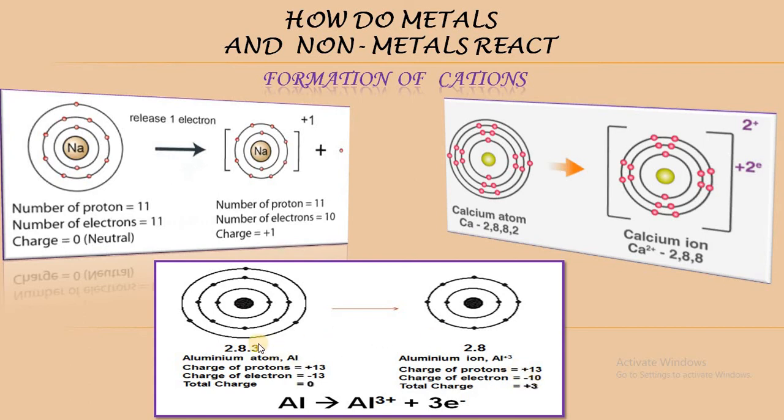Where does the +3 come from? Because here aluminium has lost 3 electrons. The way it is written here, you have to write this in the exam also. This is a very important thing.